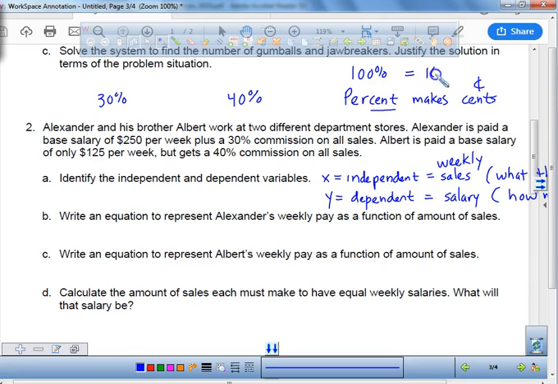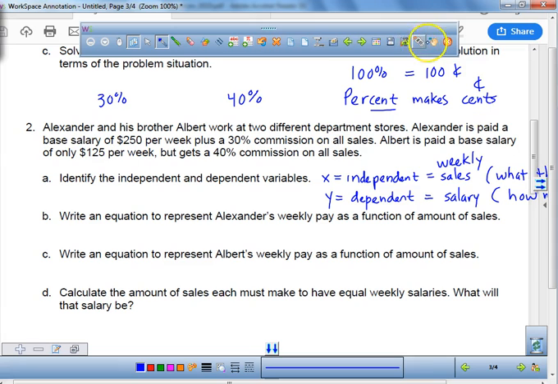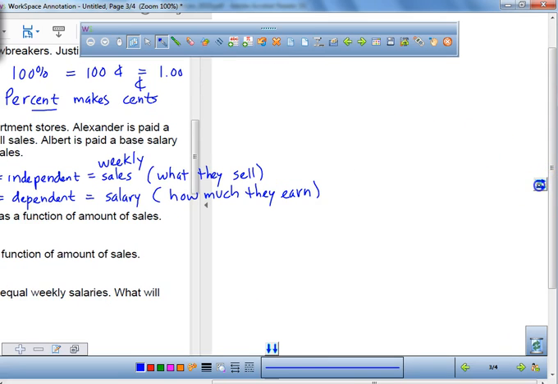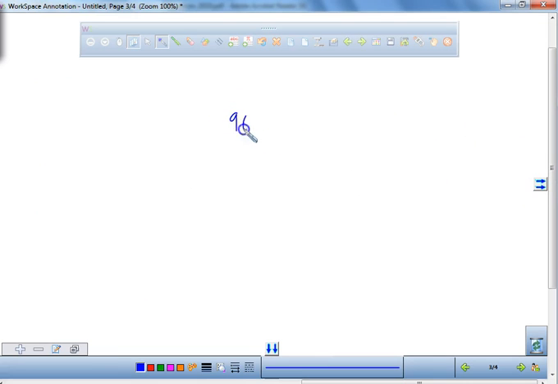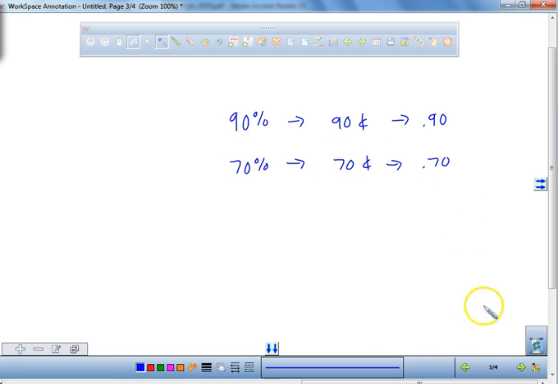Watch this. 100% is the same as saying 100 pennies. But what's 100 pennies written as a dollar? That's equal to what? 1.00. So I'm going to go over here and show you guys a little pattern here. Ready? So let's say you have 90%. That's the same as saying 90 cents of a dollar, and that's written as 0.90. 70% is the same as saying 70 cents, which is 0.70. If I said 5%, that's the same as saying 5 cents, known as a nickel. How much is a nickel worth?